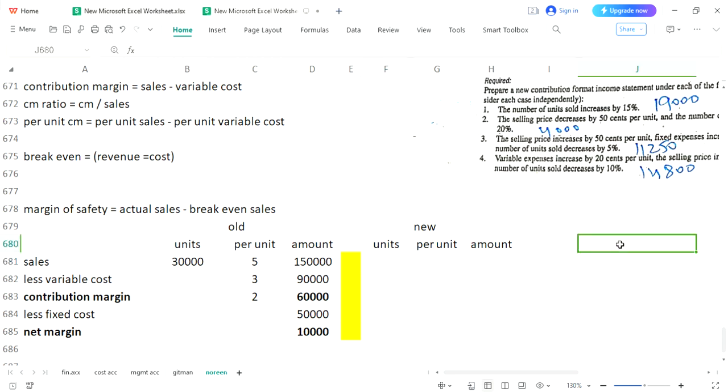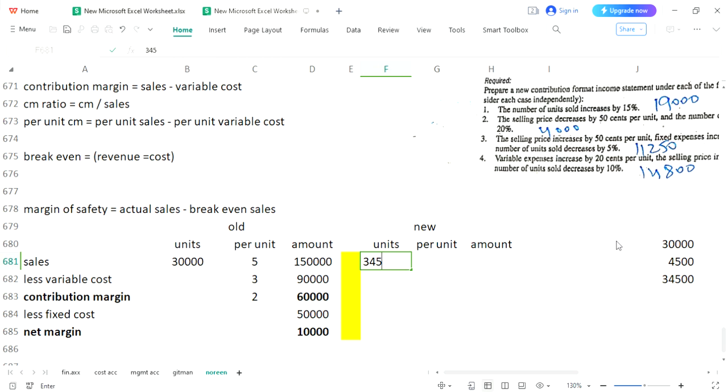You can see that old units were 30,000. Increase was 15%. How will you calculate 15%? 30,000 are the units, and you will take its 15%, multiply by 15 divided by 100. This is the increase. So how many units in total? You will see 30,000 were the old, and now 4,500 is the increase. So collectively units would be 34,500.